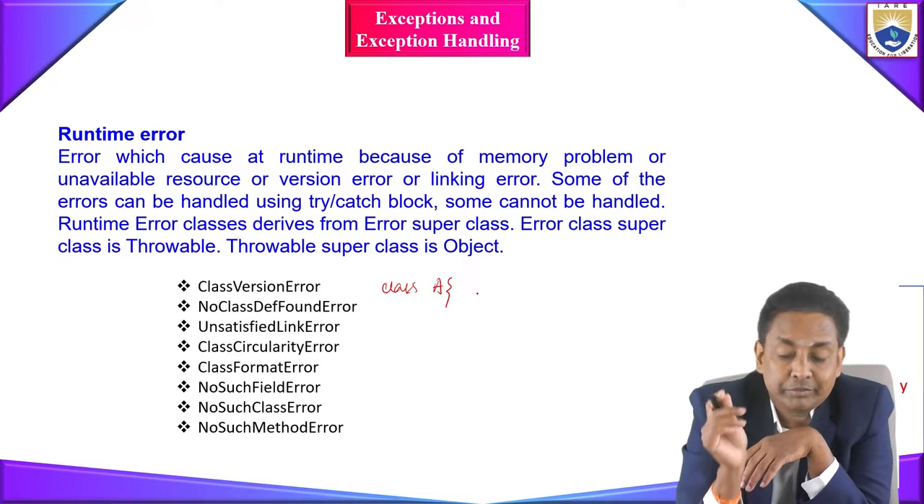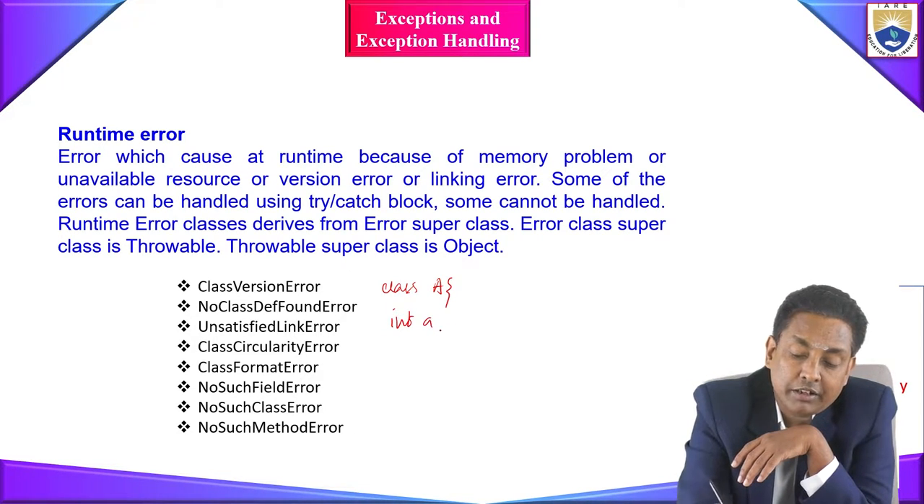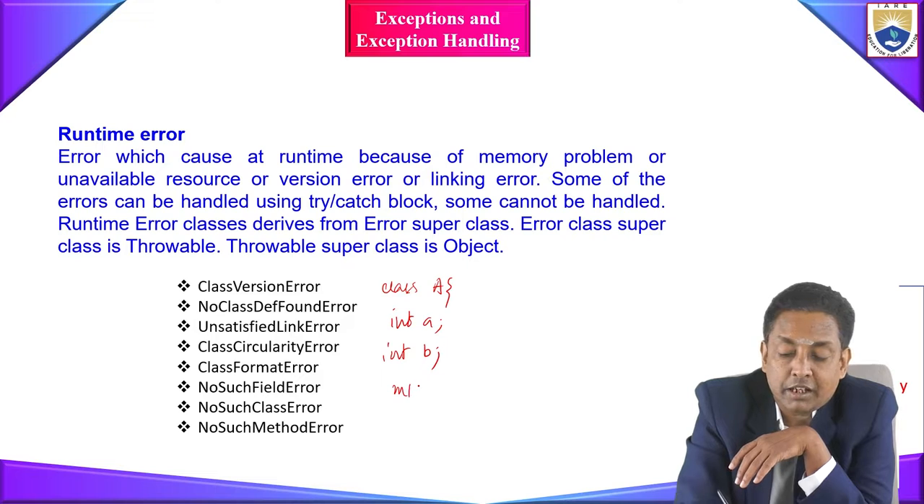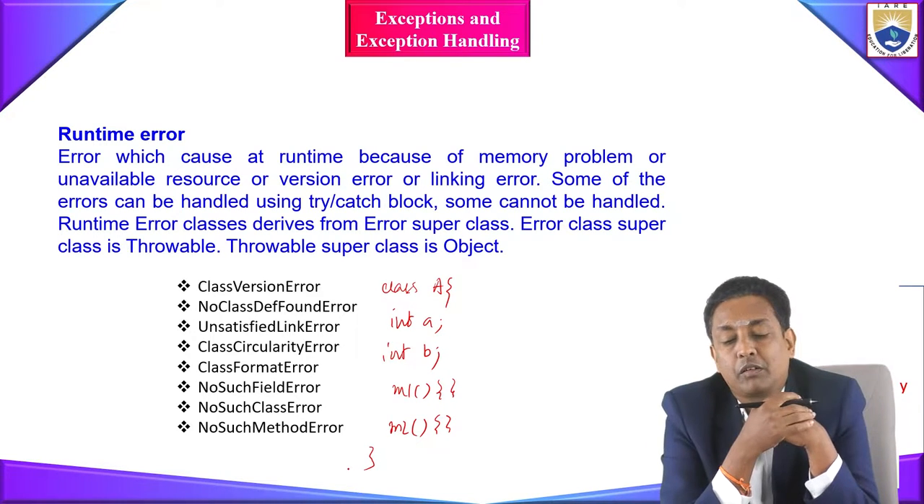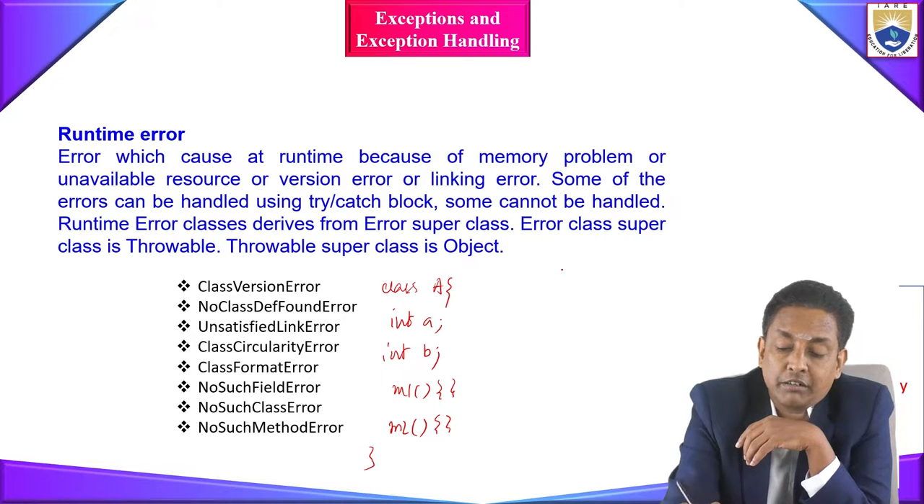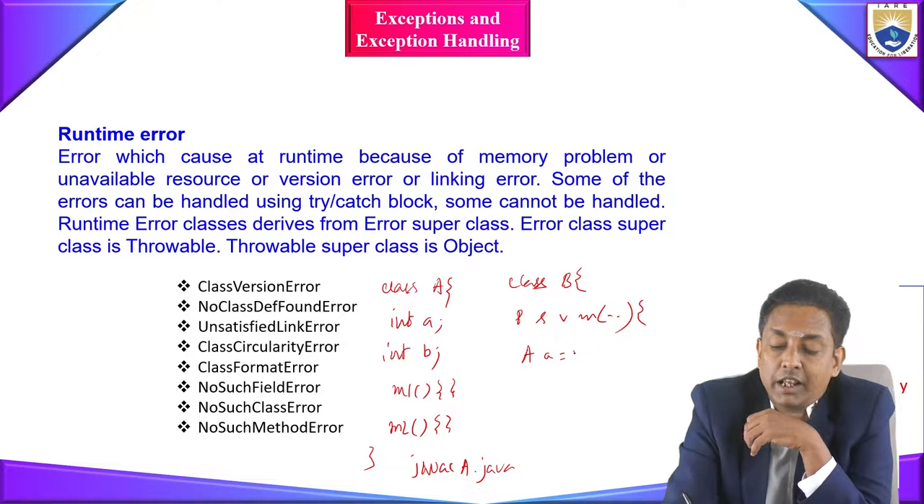Suppose you write one class called A. In A, you declare a and b, two variables. In this, you write one m1 method and one m2 method. Observe carefully. And you write class B, somewhere in the public static void main, create an object of A, A a = new A, and you compile this class with javac.